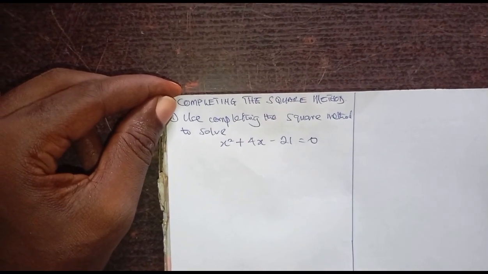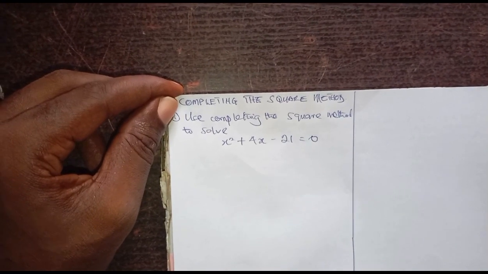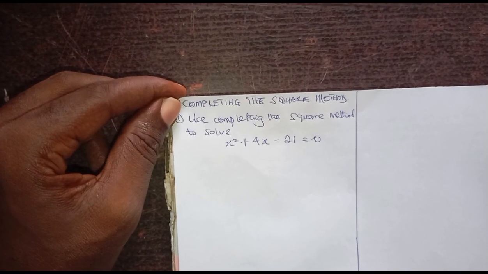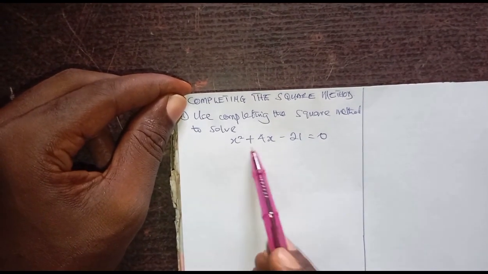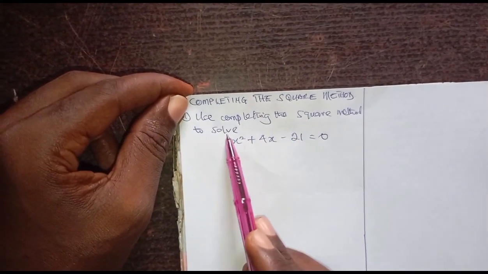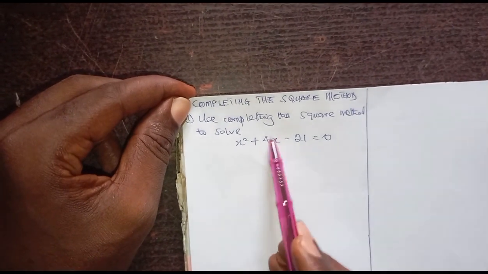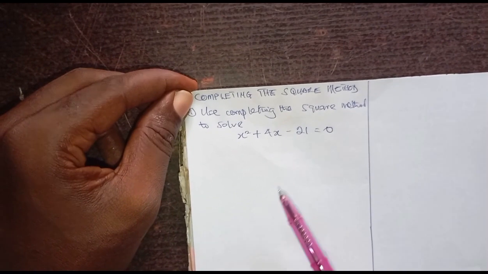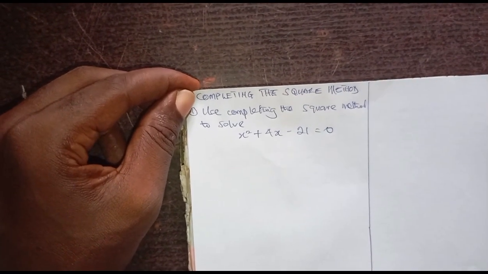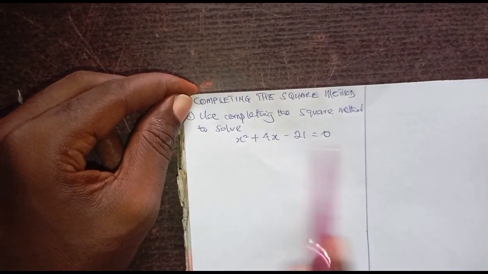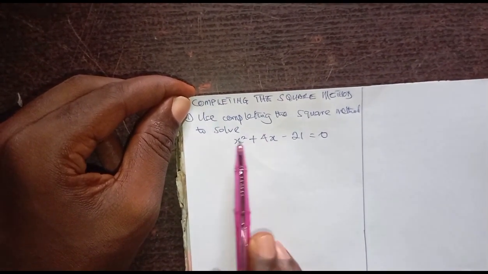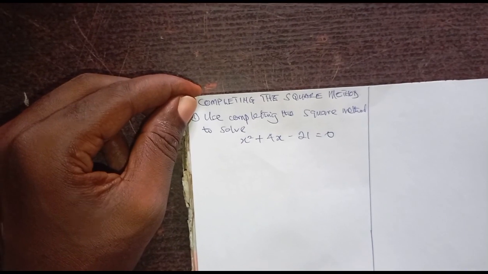Now, from this equation, the first rule you need to check is that your coefficient of x squared must be 1. And looking at the question we are having here, the coefficient of x squared is already 1. Coefficient of x is what? 4. The constant value is minus 21. So therefore, we can proceed further. I am going to be solving another example where our coefficient of x squared is not 1, but that will be in the second example.